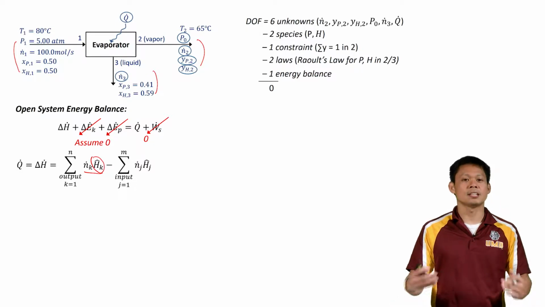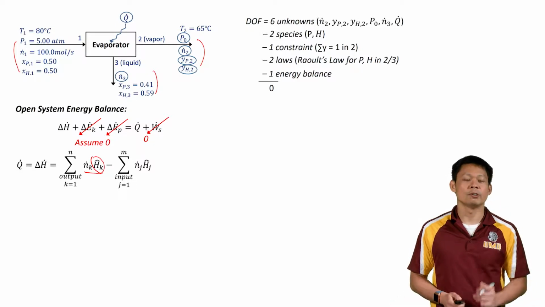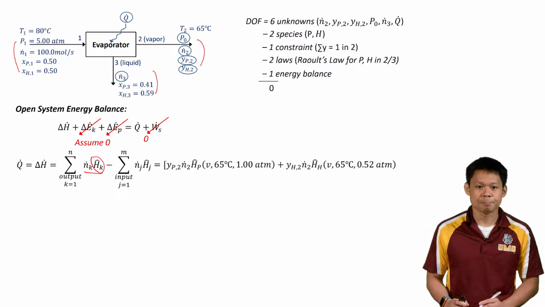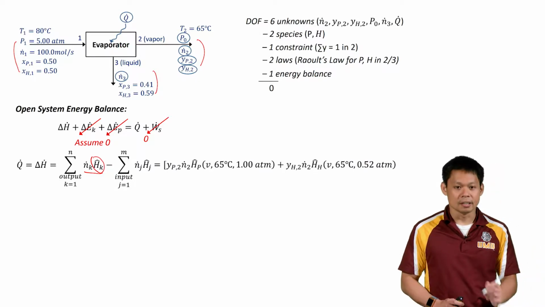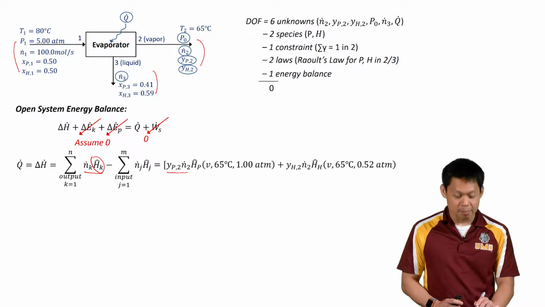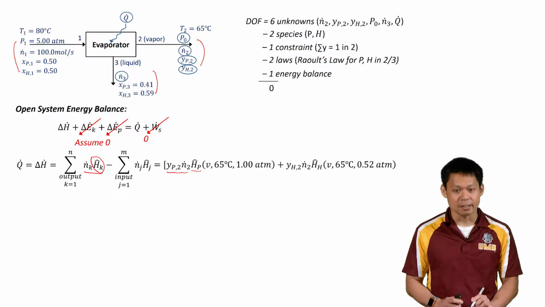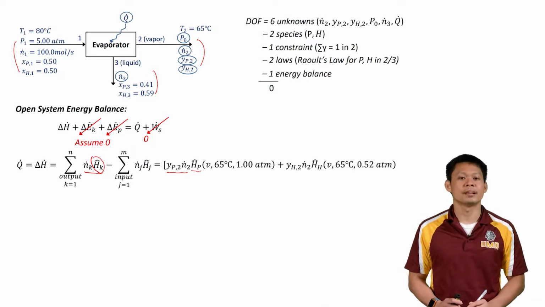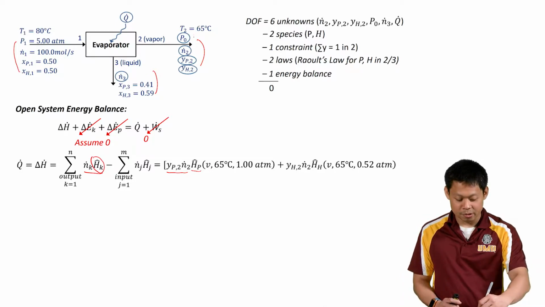So now let's start expanding it out slowly. I'm going to start with our stream 2, which is our vapor stream. Here you see in our vapor stream we have the molar flow rate of pentane multiplied by the specific enthalpy of pentane, which is the vapor at 65 degrees C. I will talk about that 1 atmosphere in a bit. Remember, before this we had solved our P naught as 1.52 atmospheres.